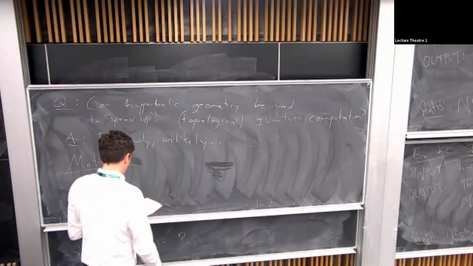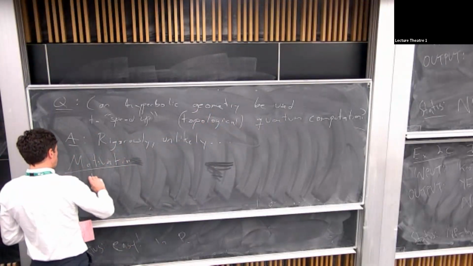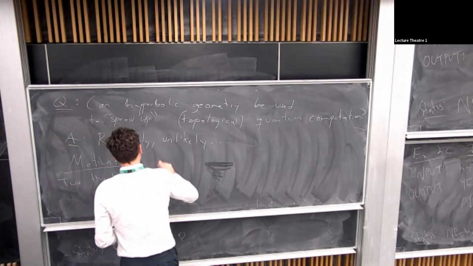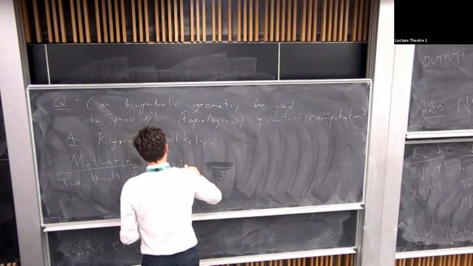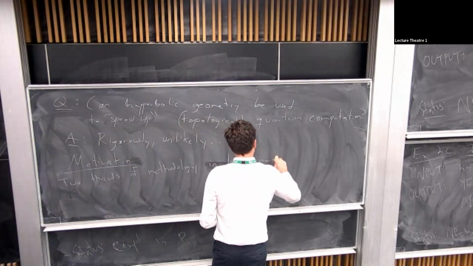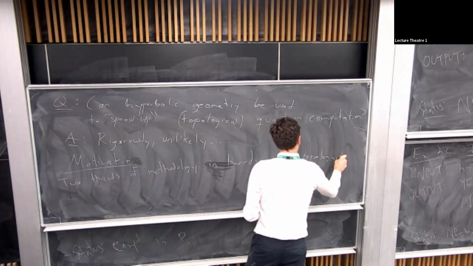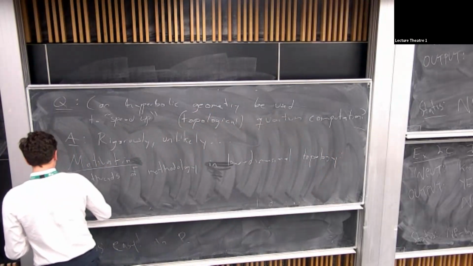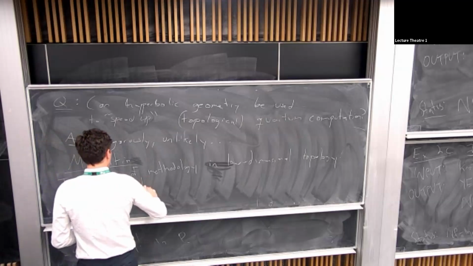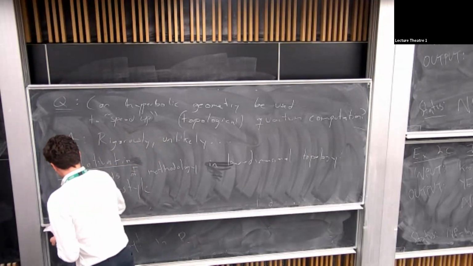Since the 80s, there's been two threads of methodology in low-dimensional topology. Thread one would be the Thurston style stuff, in particular the geometrization conjecture. And then thread two would be quantum stuff.